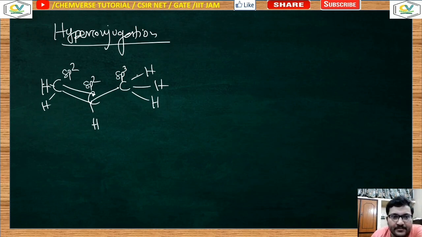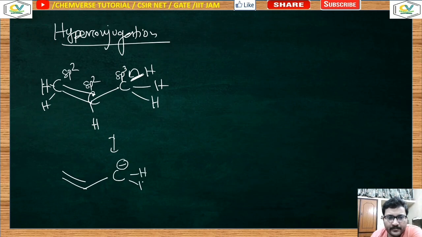Now suppose I am breaking this CH bond. Carbon is more electronegative than hydrogen. Now if I break this CH bond in this way, there will be a negative charge over here and H plus, and this negative charge will come here to take part in the conjugation.